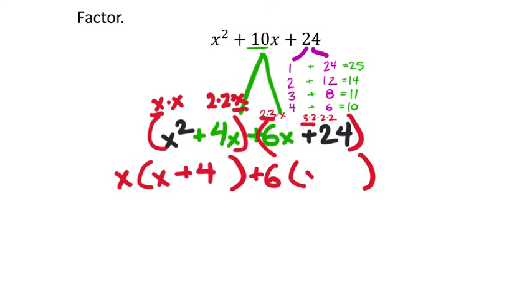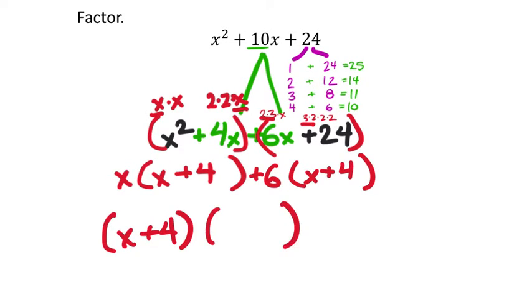Well, what was left over? You've got the x from the first term, and then 2 times 2, x plus 4. See, they match, so now I can yank out that x plus 4, and then I'm just left with the x plus 6. Okay?